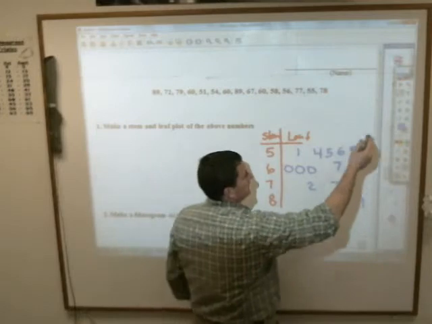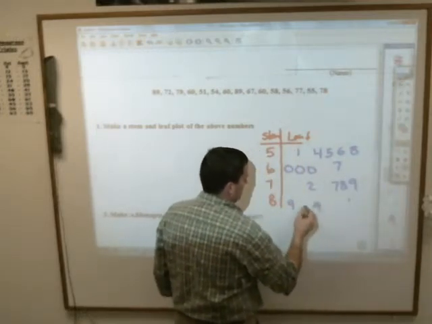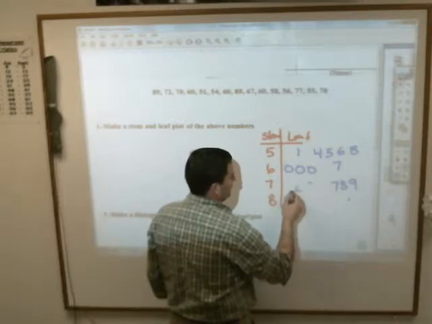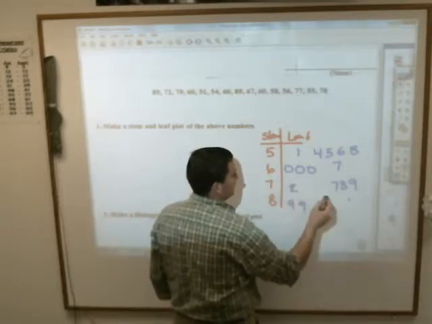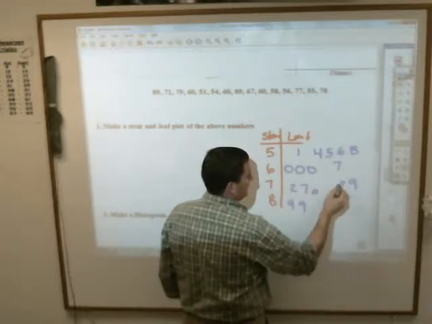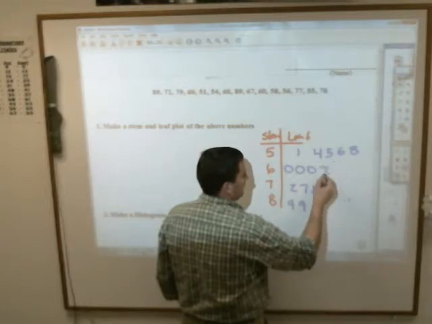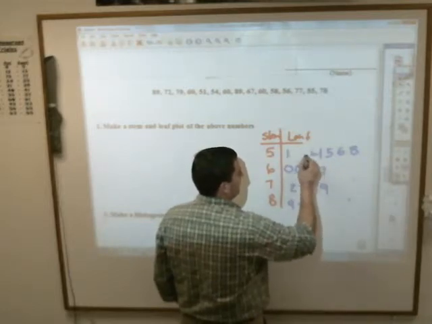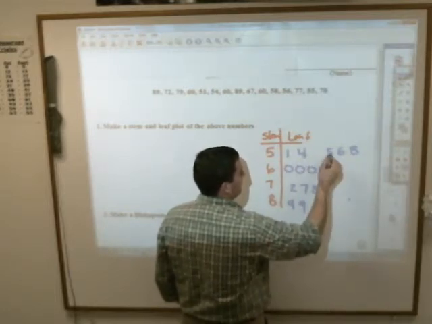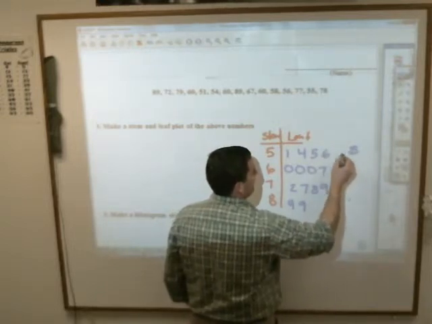So realistically, if I'm doing this, I would put all these, well, you can move them however you want. I'm just moving them close so I can see them better. So there is your stem and leaf plot. Love it.